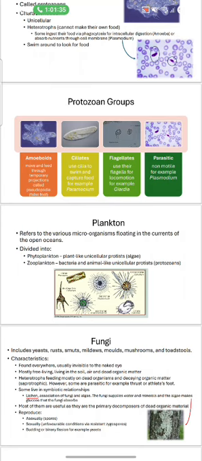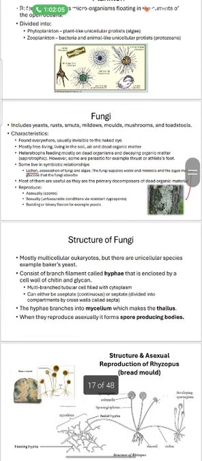Fungi includes yeasts, rusts, smuts, mildews, molds, mushrooms, and toadstools. Characteristics. Fungi are found everywhere, usually invisible to the naked eye. Mostly free living in the soil, air, and dead organic matter. Heterotrophs, feeding mostly on dead organisms and decaying organic matter. Saprotrophic. However, some are parasitic, for example, thrush or athlete's foot.